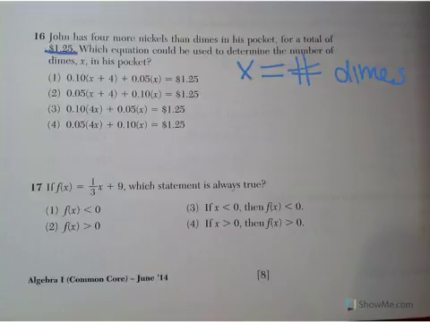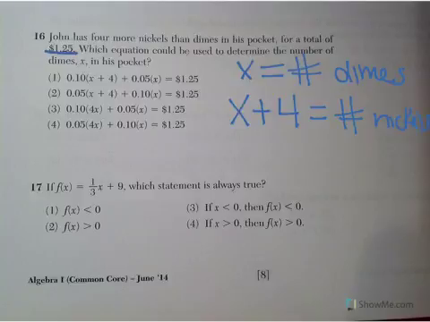So if x equals dimes, and he has 4 more nickels than dimes in his pocket, that means, remember, more than would mean we're adding. So we're going to take x, which is the number of dimes, we're going to add 4. That's going to equal the number of nickels.